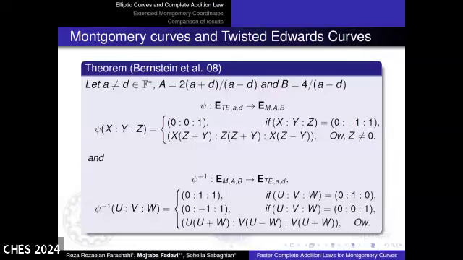In the seminal work of Bernstein, Lange, and their co-authors, they show that the family of Montgomery curves and twisted Edwards curves are the same. And they provided birational maps between these two families. Every twisted Edwards curve with the coefficients A and D can be sent to the Montgomery curve with coefficients A and B with this function, and can be returned back to the twisted Edwards curves with the other map.